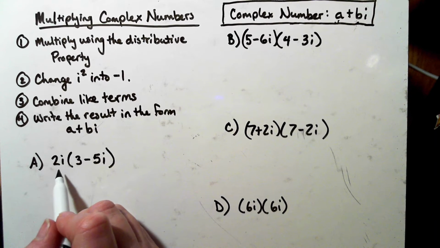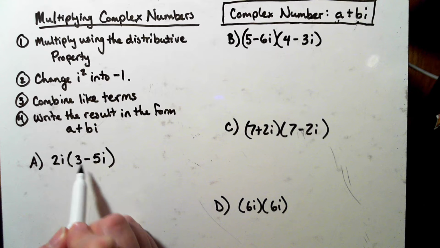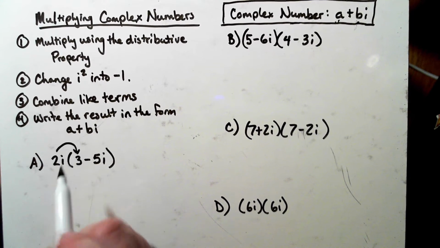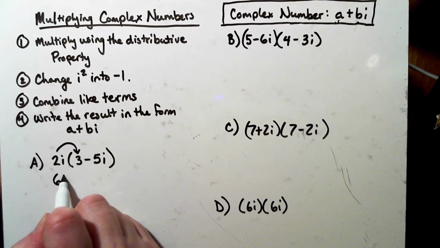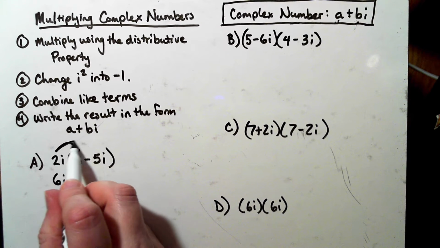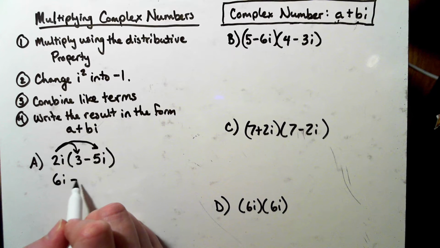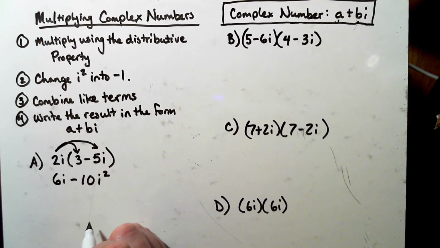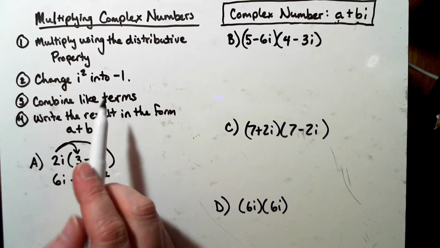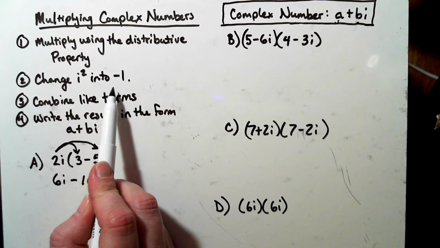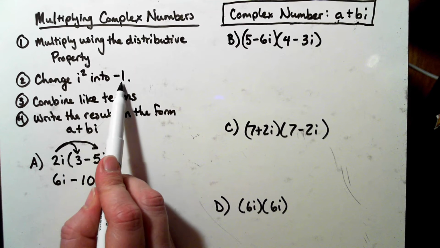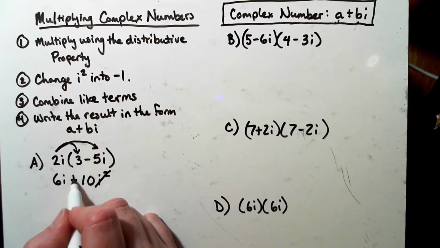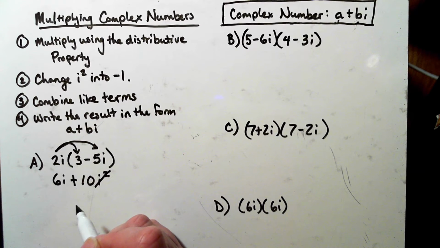So in letter A down here, I have 2i times 3 minus 5i. So I'm going to do 2i times 3, which is 6i, and then 2i times -5i, which is -10i, and i times i is i squared. So that's part one. Now for step 2, you have to change i squared into -1. All that does is you cross out the i squared and change the sign in front of it.